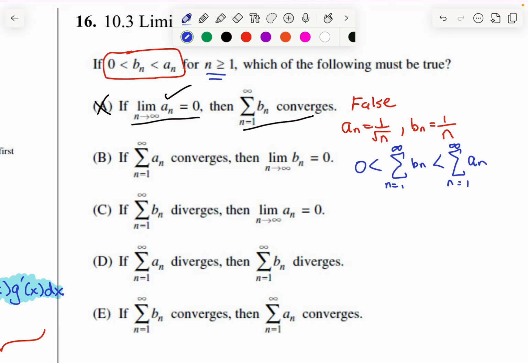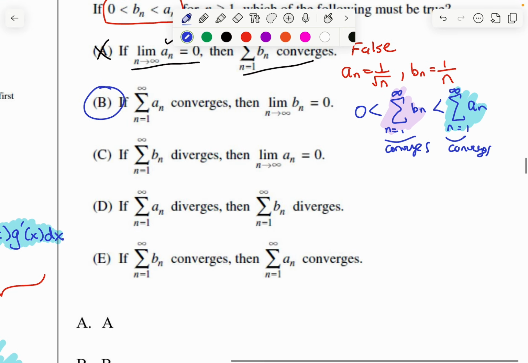Okay, so if this converges, well then, by the comparison test, this converges too. And if it converges, it absolutely goes to 0. So this converges implies that this converges, and the nth term test asserts that all converging series go to 0. So it is that. Let's take a look at the other ones anyway.